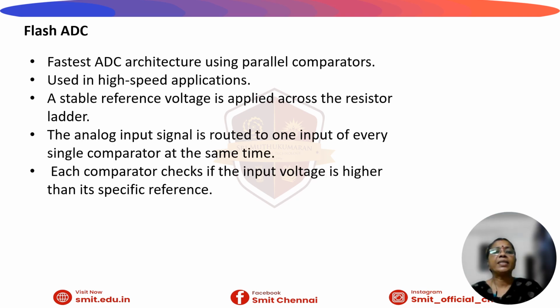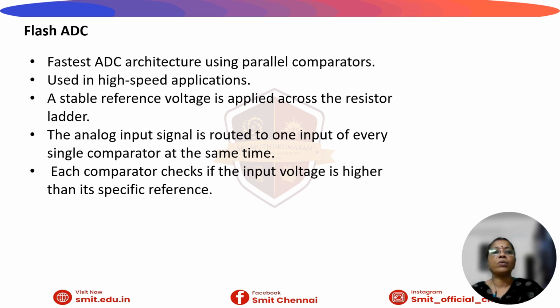Flash ADC is discussed in this slide. It is the fastest ADC structure using parallel comparators. It uses a large bank of comparators connected in parallel, each with a slightly different reference voltage, to instantly match the analog input across a resistor ladder. It is the fastest method to convert an analog signal into the equivalent digital output.